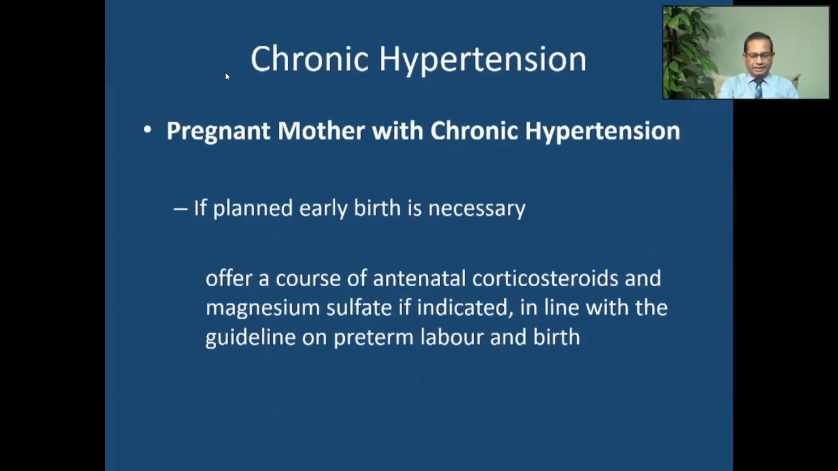So there are various guidelines we are following, maybe NICE guidelines, maybe local guidelines, but if you are deciding to take the baby out before 37 weeks of pregnancy, then you need to give the corticosteroids, that is dexamethasone, and the magnesium sulfate if indicated.